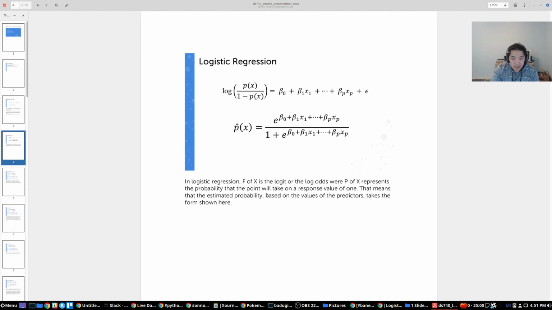I don't think you can really translate this, but it just means that it's the log odds, where P of x represents the probability that the point will take on a response value of 1. Like I just said in the very beginning, what's the chance of having that first Pokemon win? That's basically what the logistic regression does. That means that the estimated probability based on the values of predictors takes on the form shown here. That's all it keeps saying.